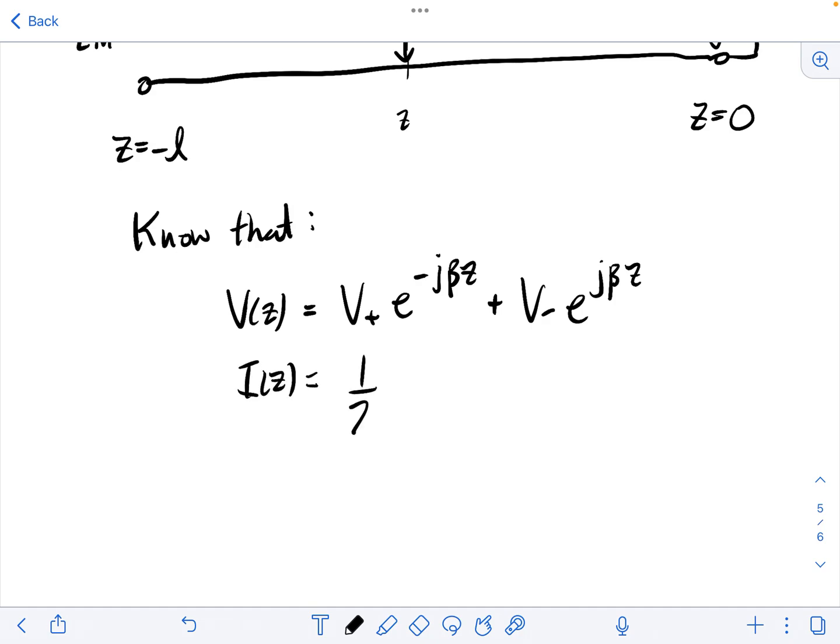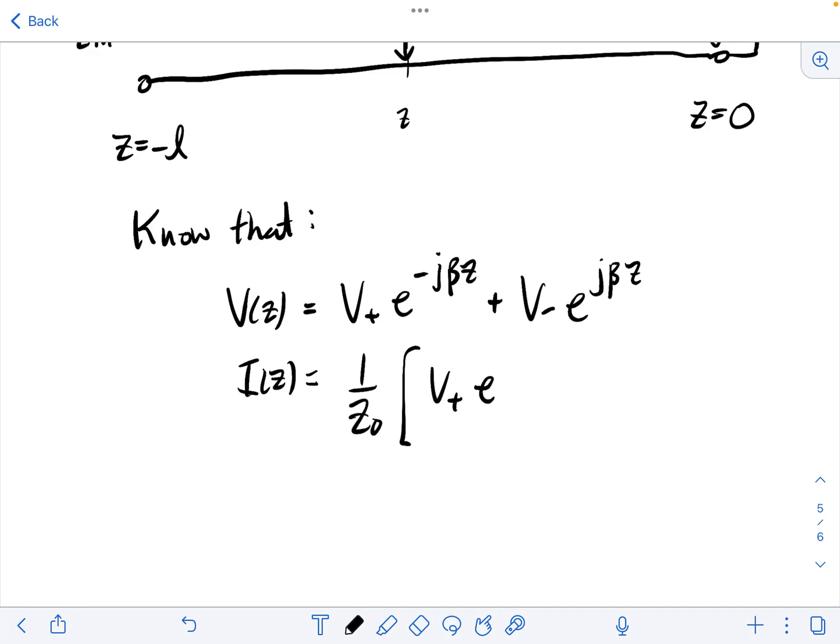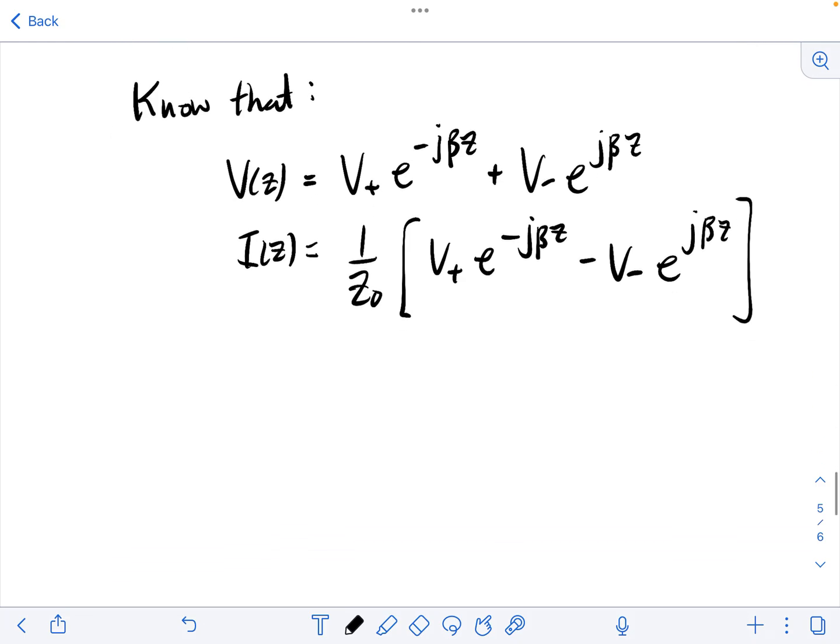V plus, that's in the current, that's a minus sign, so minus V minus e to the plus j beta Z. And what we know is that the characteristic impedance Z naught is 1 over square root of L divided by C.